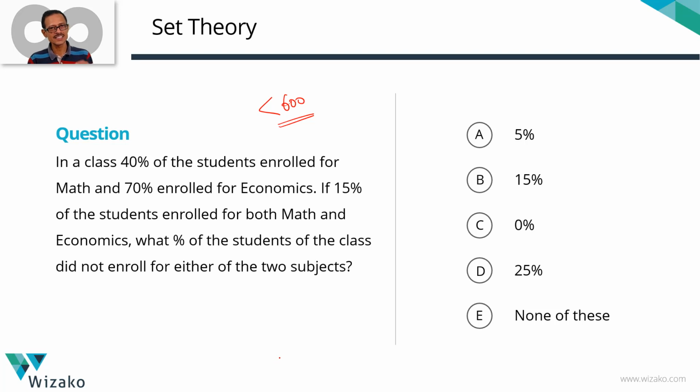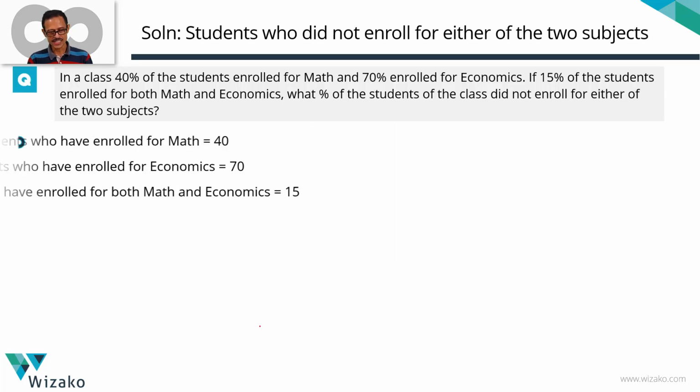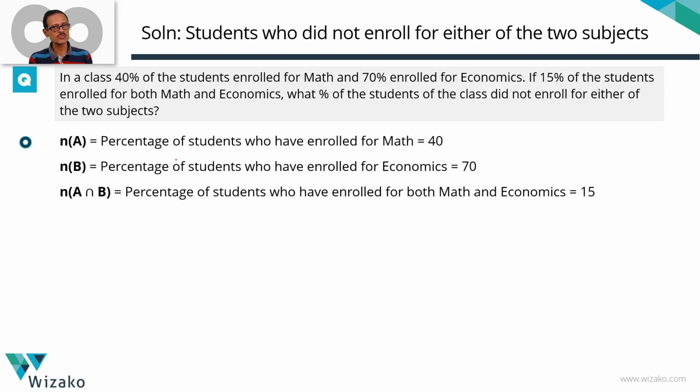Let's assign sets for each of these subjects. Let's say n of A gives us the percentage of students who enroll for math. That is equal to 40. n of B is the percentage of students who enroll for economics, and that number is 70. n of A intersection B will give us the percentage of students who enroll for both math and economics, and that is 15%. So we know n of A, n of B, n of A intersection B.